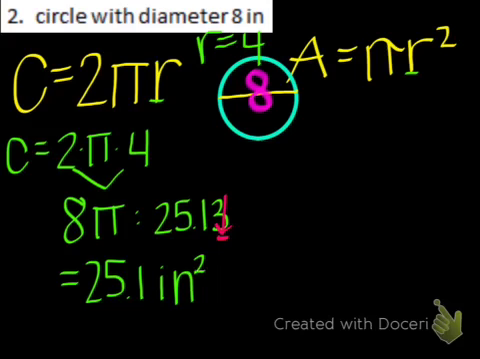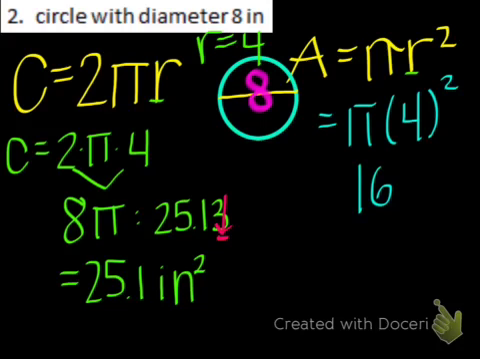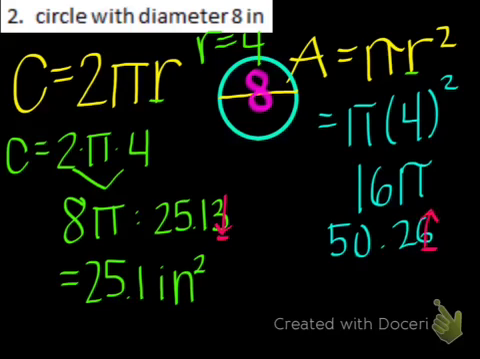Now for area, we're going to do pi r squared. This time our radius is 4. So 4 times 4 is 16 pi. Put 16 times pi into your calculator and you get 50.26. Take a look here, 6 is bigger than 5, so we're going to round up. So this is going to become a 3. Our answer is 50.3 inches squared.